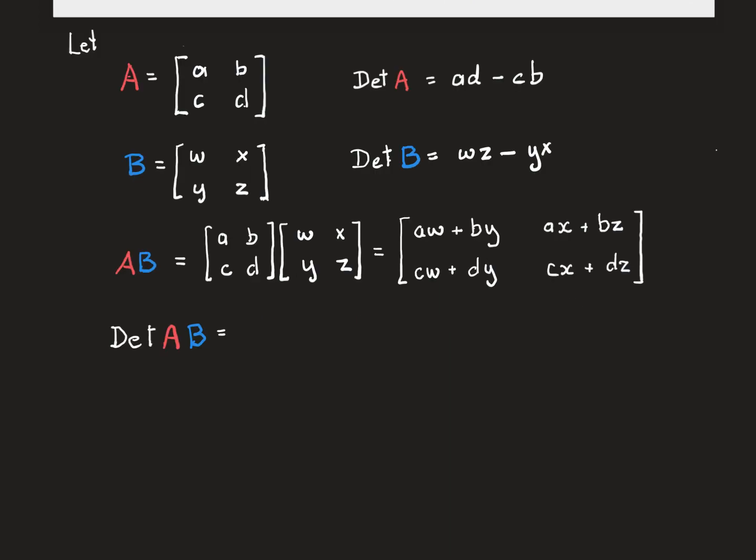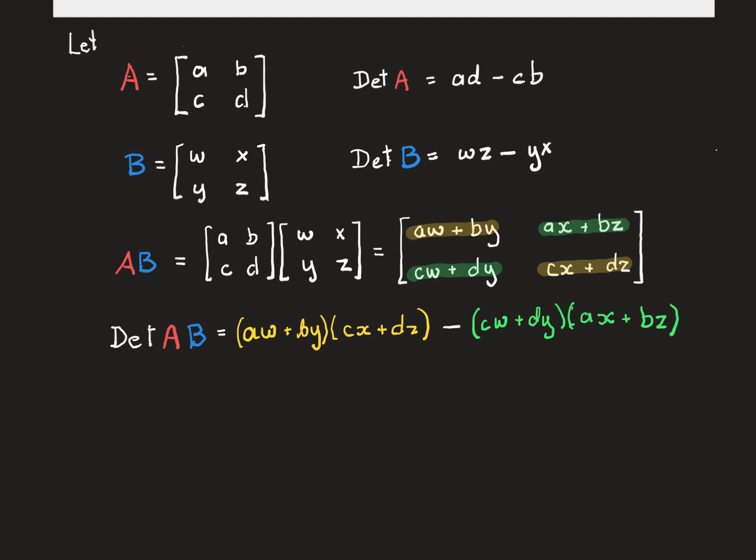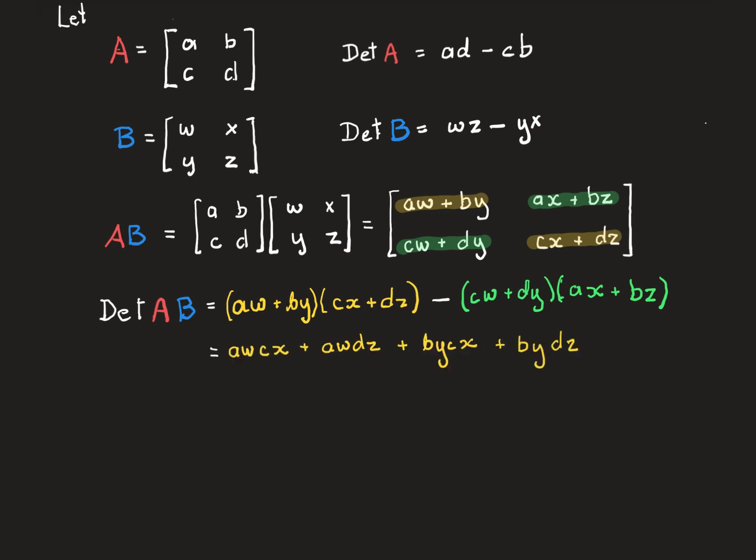So now to find the determinant of AB, we will need to multiply AW plus BY with CX plus DZ, and then we're going to take away CW plus DY times AX plus BZ. We now need to multiply these two brackets, and we can do that using what we call the FOIL law. And we'll continue by multiplying these two brackets and taking it away on the next line.